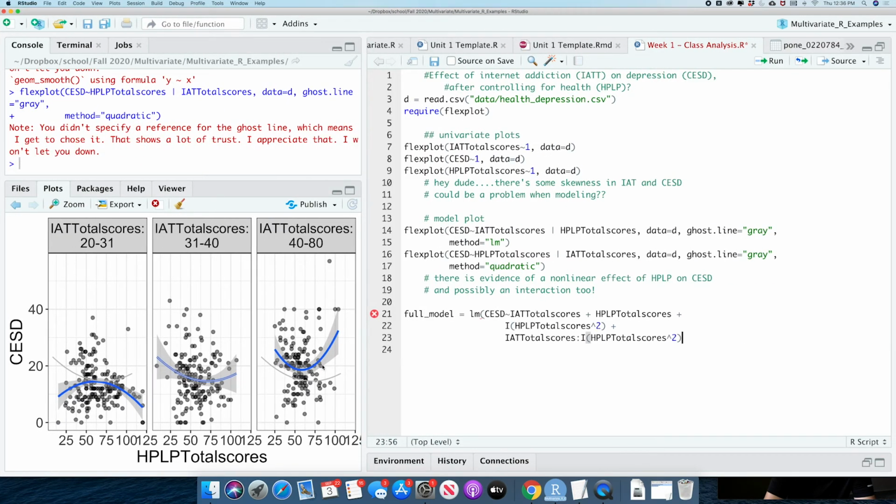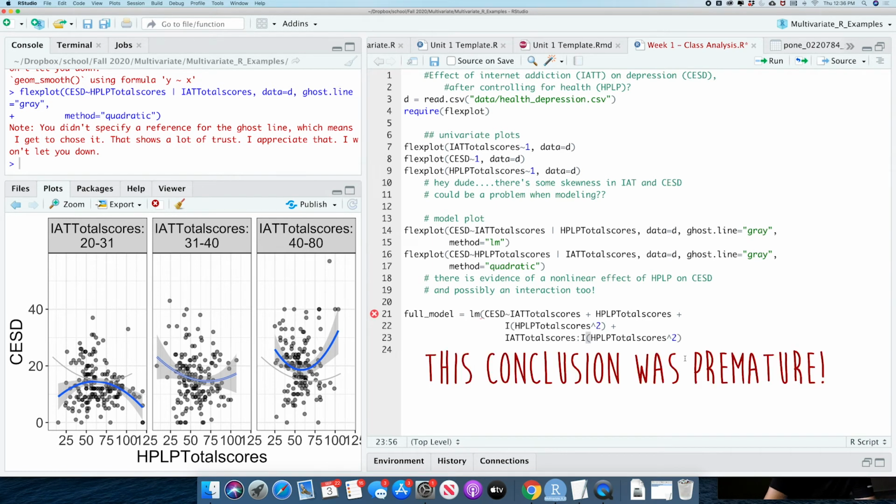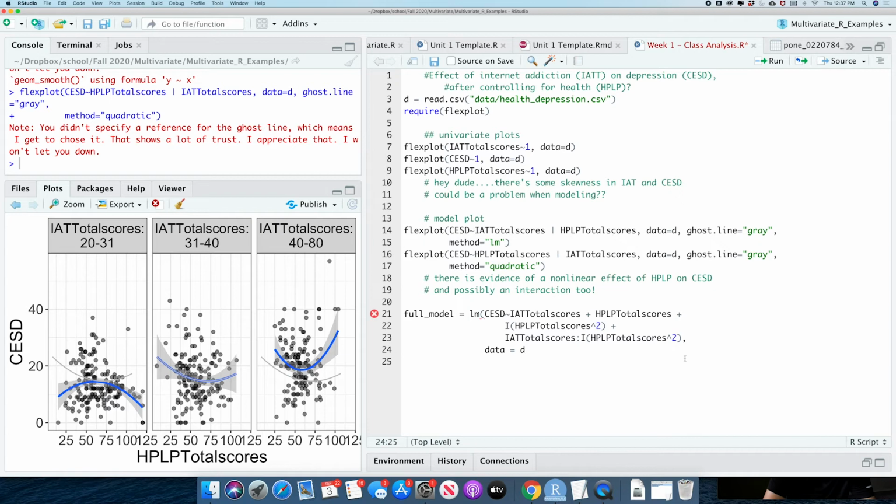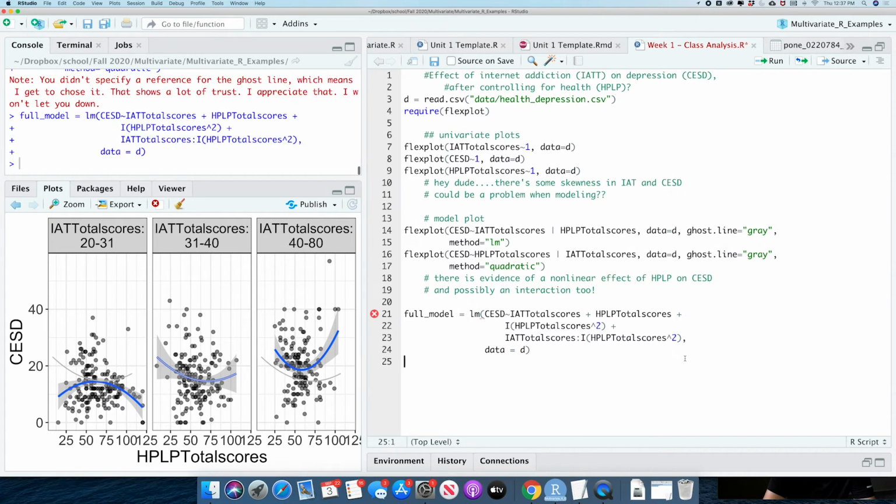We can also tell R that its slope differs, but I don't see evidence of a strong slope effect, so I'm just gonna leave that there. And then we'll go data equals D. And so that is going to fit the model.